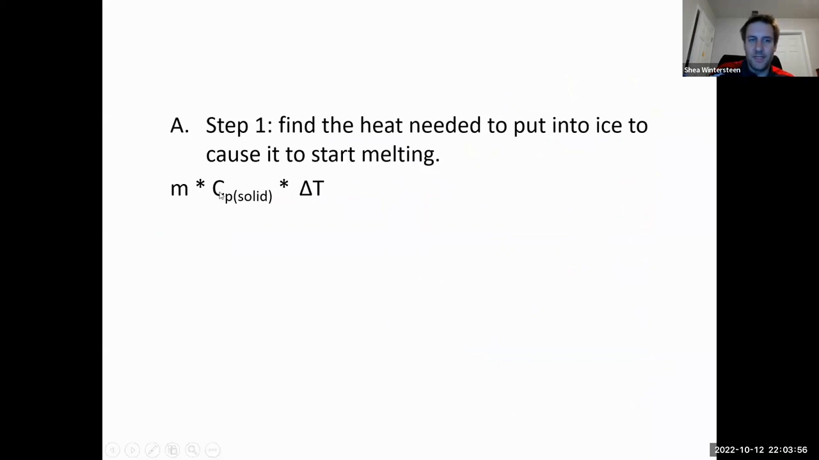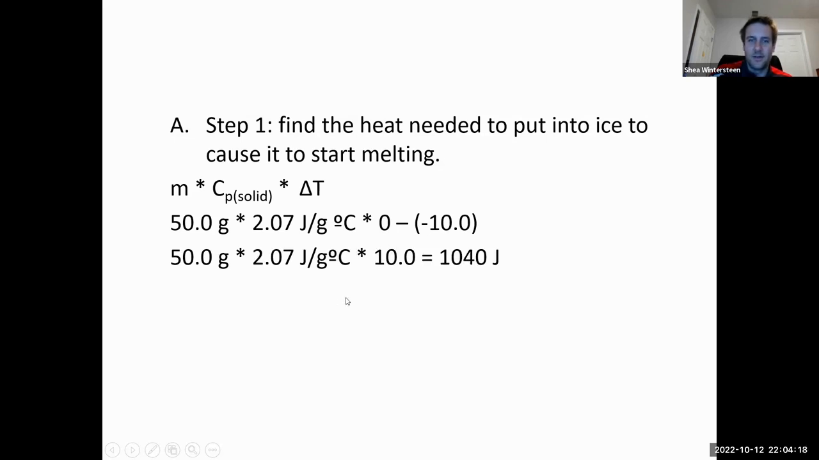So MC delta T was the equation for that first section when it's a solid. We take the mass times the specific heat of the water in the solid phase and multiply it by the change in temperature. So 0 minus -10, and those two negatives become a positive. Here I've changed that to +10, and I'm just multiplying these 3 numbers together. That gives 1,040 joules of energy.